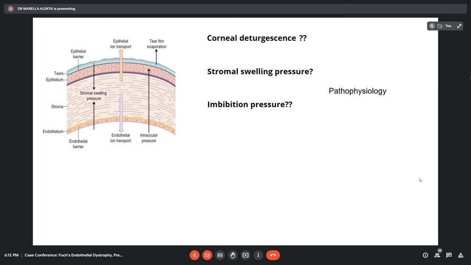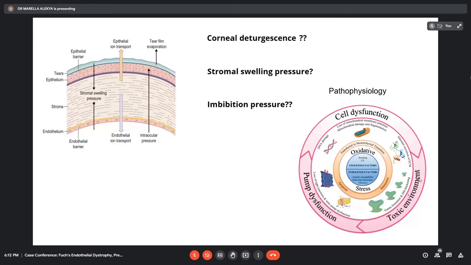Go ahead, ma'am. That is by the disease itself, in the endothelial cell there's apoptosis, increased because of the genetic factors. Okay, very good attempt. Just wait for Alekya to explain, it will be more clear.